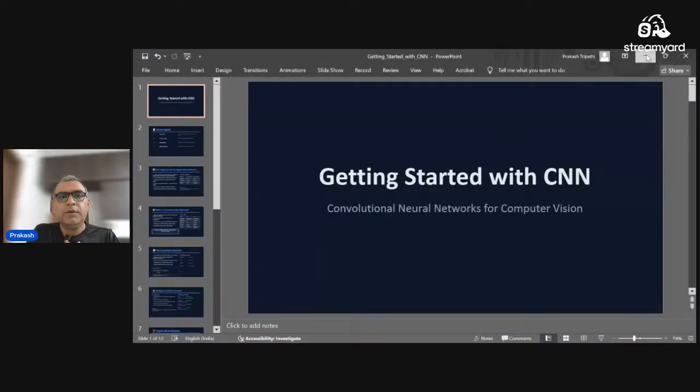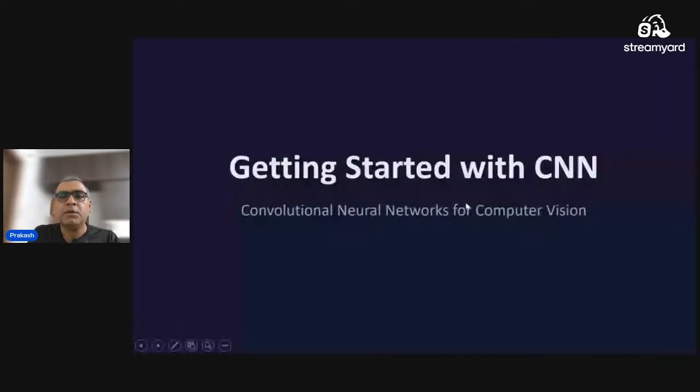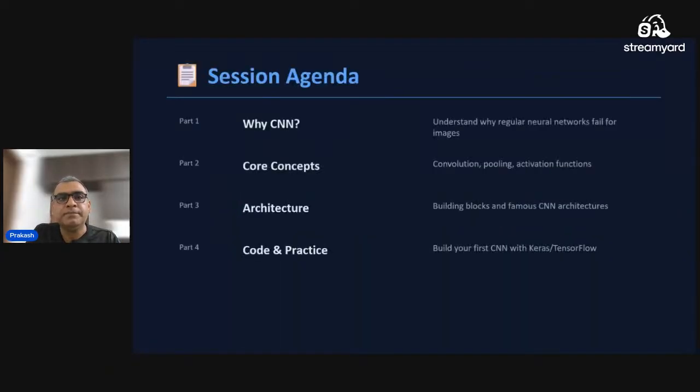Today we're going to cover CNN, that is another form of artificial neural network, typically used for images and videos. So let's go a little deeper. This is the agenda that we're going to cover.